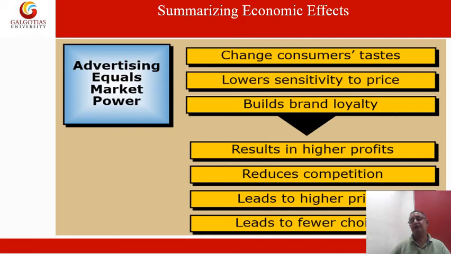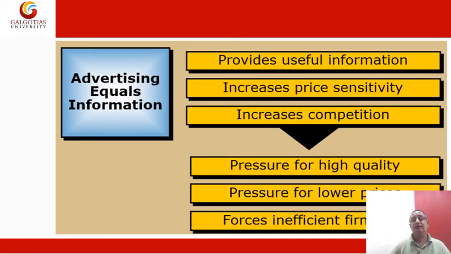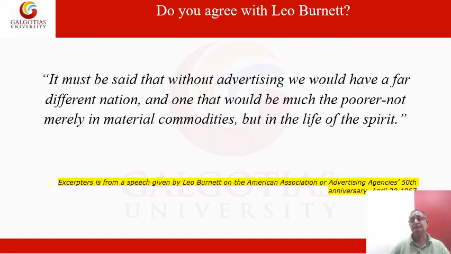Summarizing the economic effect: it changes consumer taste, lowers sensitivity to price, builds brand loyalty, results in higher profits, reduced competition, leads to higher price, and leads to fewer choices. On the other hand, it provides useful information, increases price sensitivity, increases competition, creates pressure for high quality and lower price, and forces out inefficient firms.